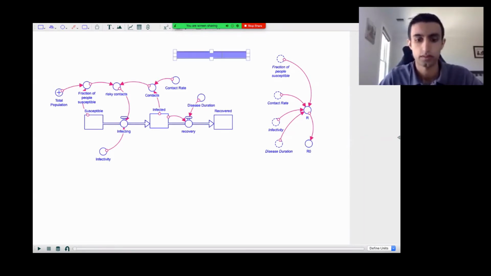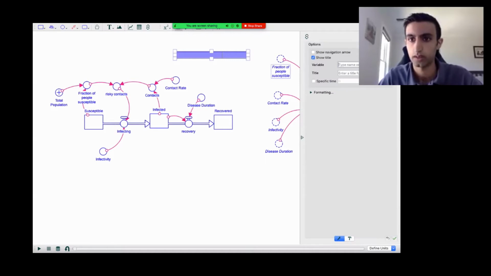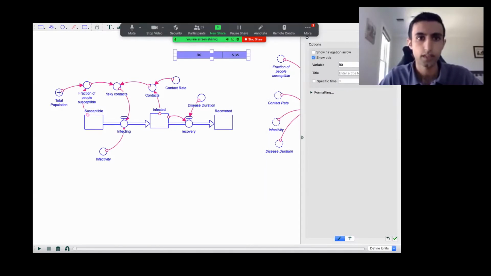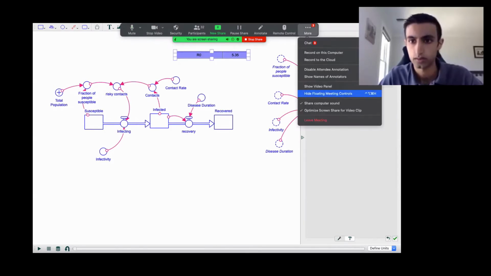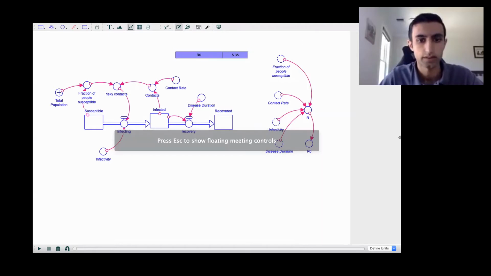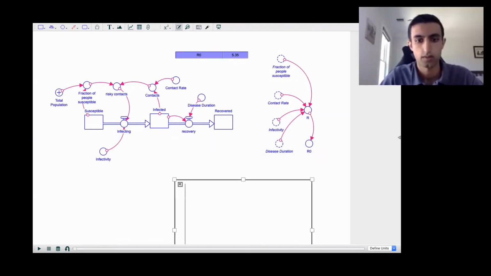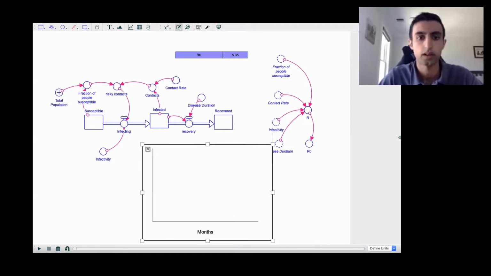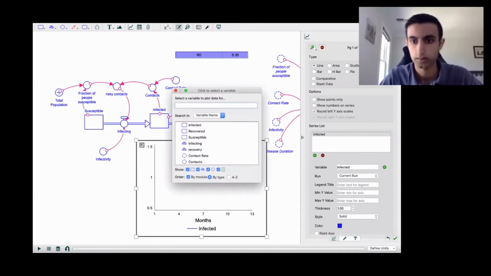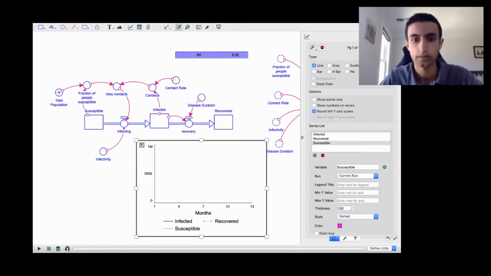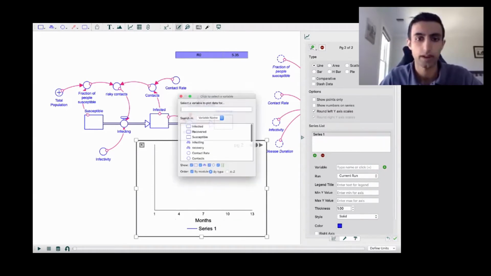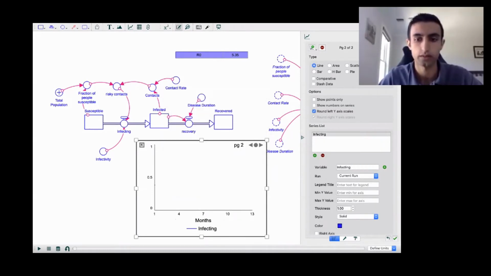So we'll add a display to display the R naught. And then I'll add in graphs. And on this graph here, I'll put infected, recovered, and susceptible. And then I'll add another graph where we can just graph the infecting rate, so we can see how the rate changes over time.